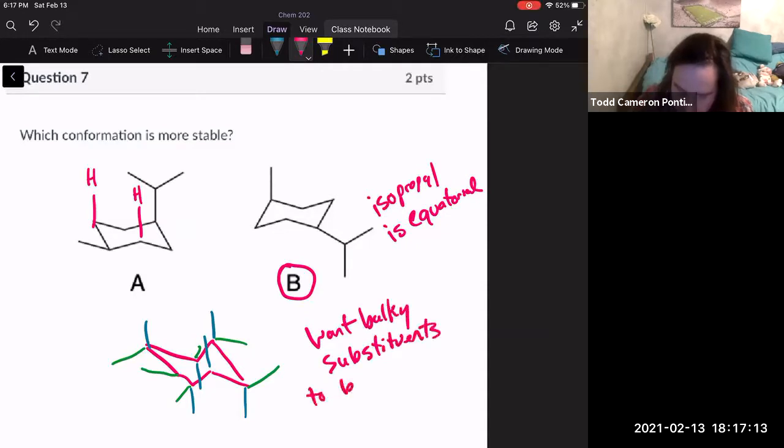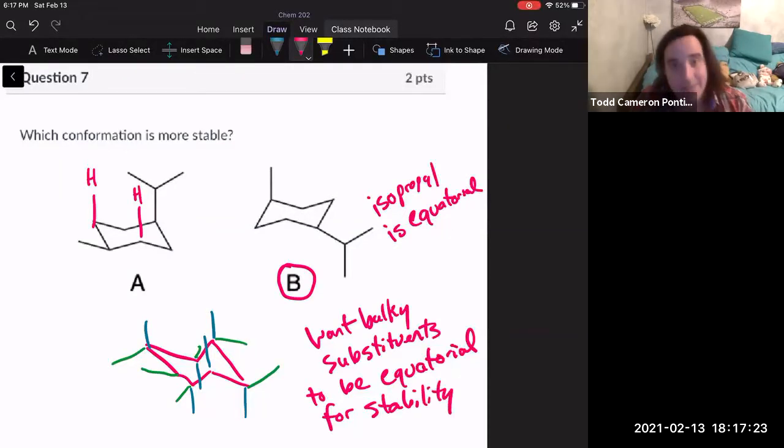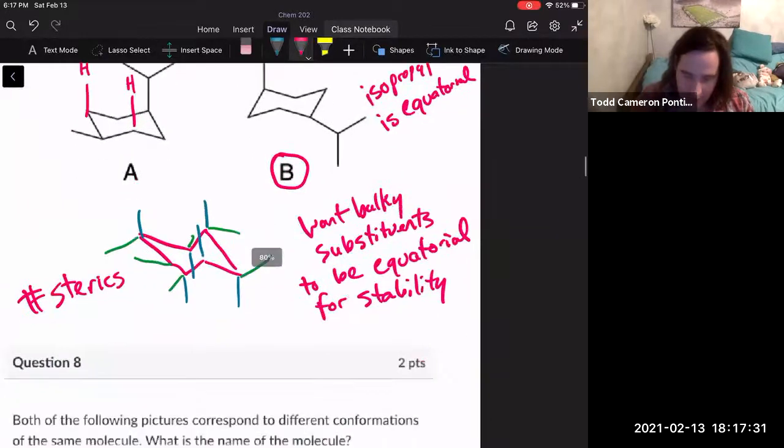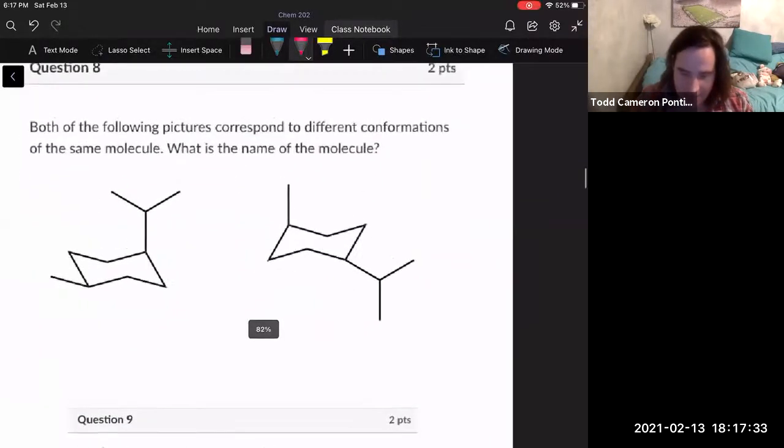To be equatorial for a more stable molecule. And again, that is on account of the sterics. Okay. Up next, we want to name this molecule.